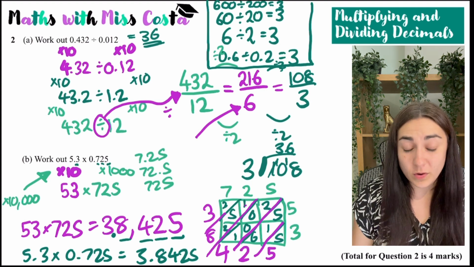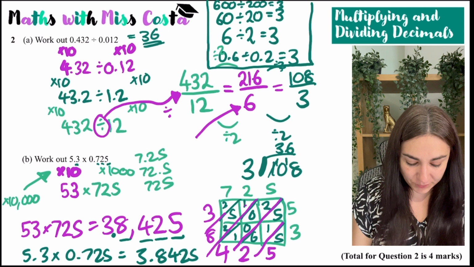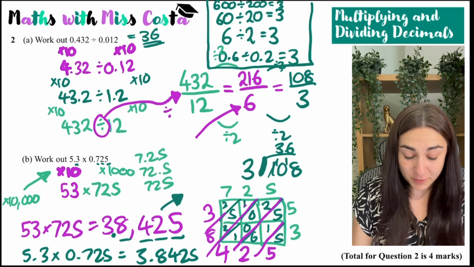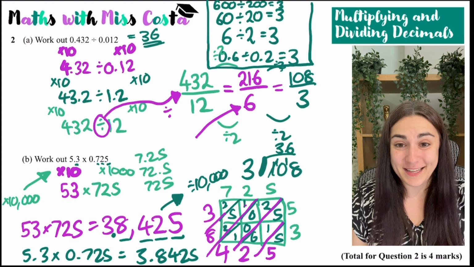3.8425. Or the proper way, but you're probably just going to use a shortcut way, is this was the calculation once it's been multiplied by 10,000, so you divide by 10,000. Shortcut way is probably the best bet for now.